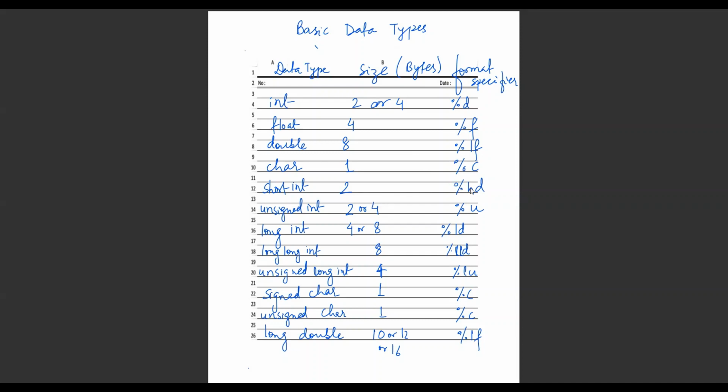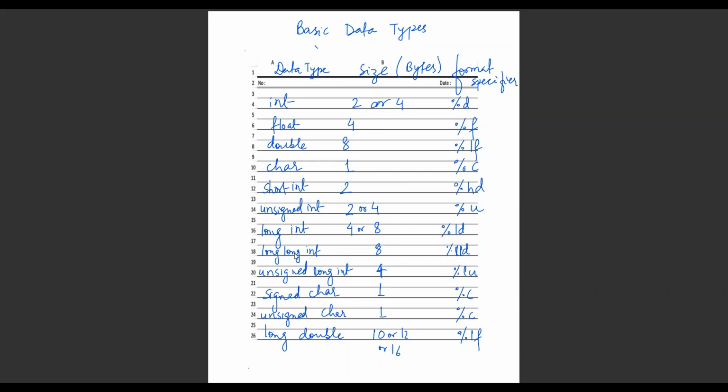for short int the size is 2 byte and the format specifier for this is %hd. For unsigned int, the size is 2 or 4 byte and the format specifier is %u. For long int, we have 4 or 8 byte and the format specifier is %ld.